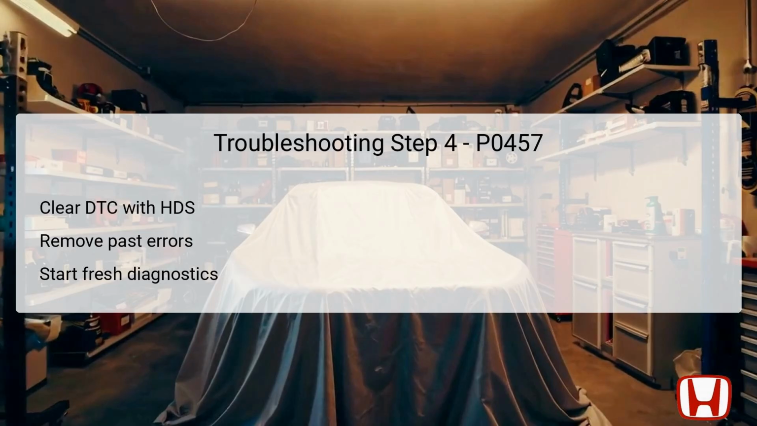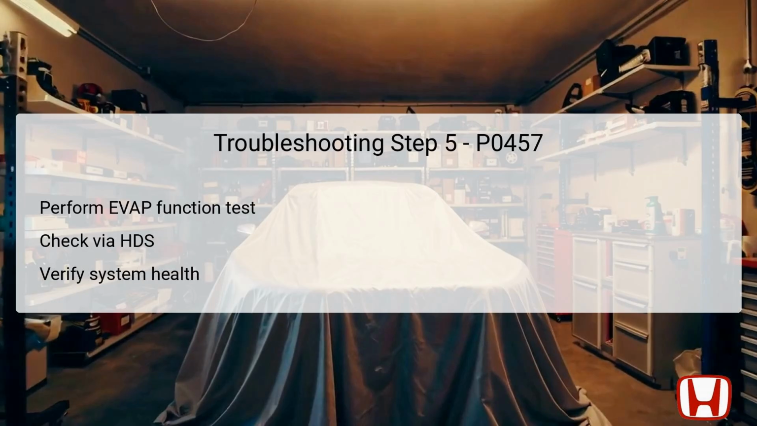Following this procedure helps ascertain if the previous code was a temporary glitch or indicative of a persistent problem. Allowing for a clean slate is vital in pinpointing whether further action is needed within the EVAP system. Once the DTC is cleared, the technician can advance to the next step in the troubleshooting process.